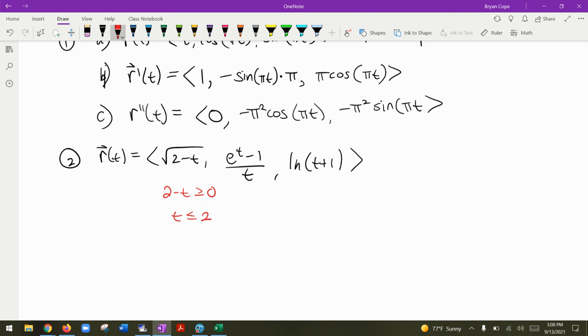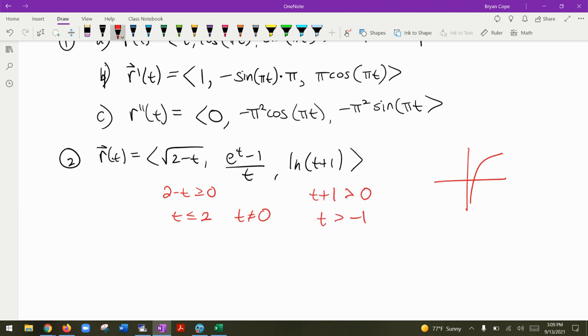Good. Okay, and Jacob, what's the domain of the second component? Nope, t cannot equal 0. Good job. And Chris, what's the domain of the last component? Feel free to walk me through it. You don't have to know it off the top of your head. T plus 1 must be greater than 0. Remember log functions? They look like this, right? So all of the inside, that's called the argument, must be greater than 0. So t must be greater than -1.